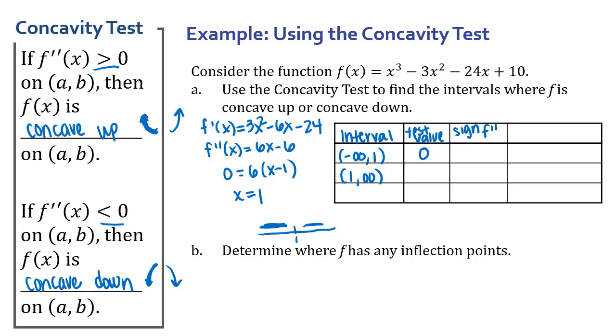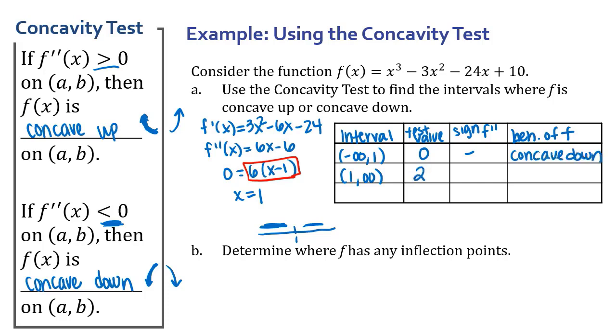So when I plug 0 into the second derivative, I'm going to get 6 times -1, which is a negative number. So the sign of the second derivative is negative, which means that this is going to be concave down.